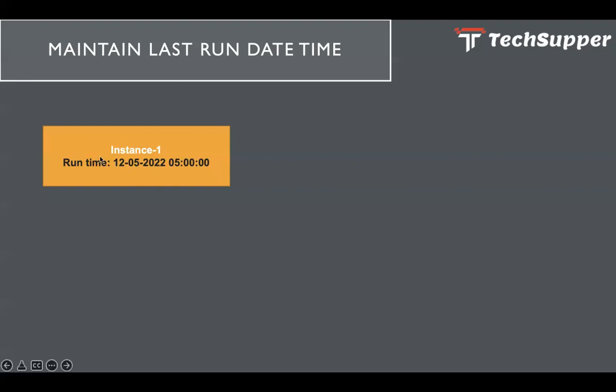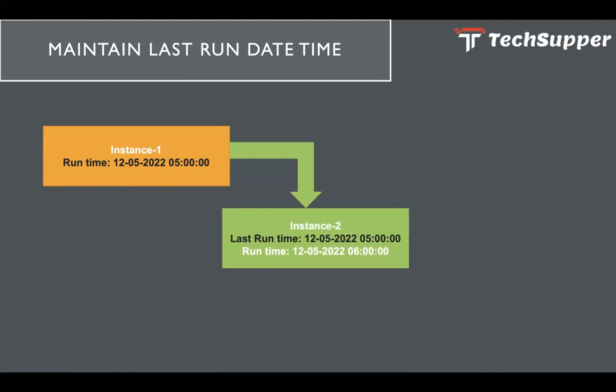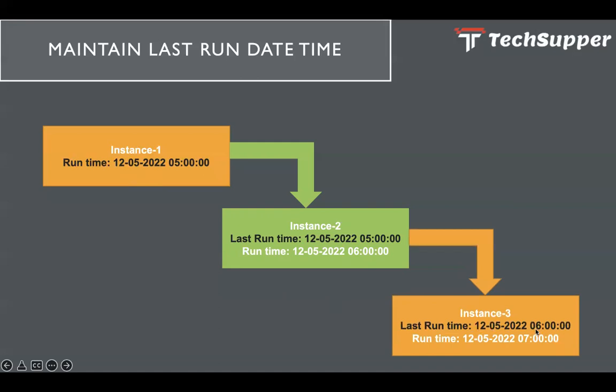Now here you see you have the first instance, which is kicked off the first time, and the runtime was 12th of May 2022 and it ran at 5 o'clock. So when your second instance runs, what do you want? You want to get the runtime of the previous run, which is 12/5/2022 5 o'clock. So how can you get this time in the second instance from the previous run? Similarly, when this instance runs at 6 o'clock, you want to get this 6 o'clock in the third instance, like this: 12/5, 6 o'clock.